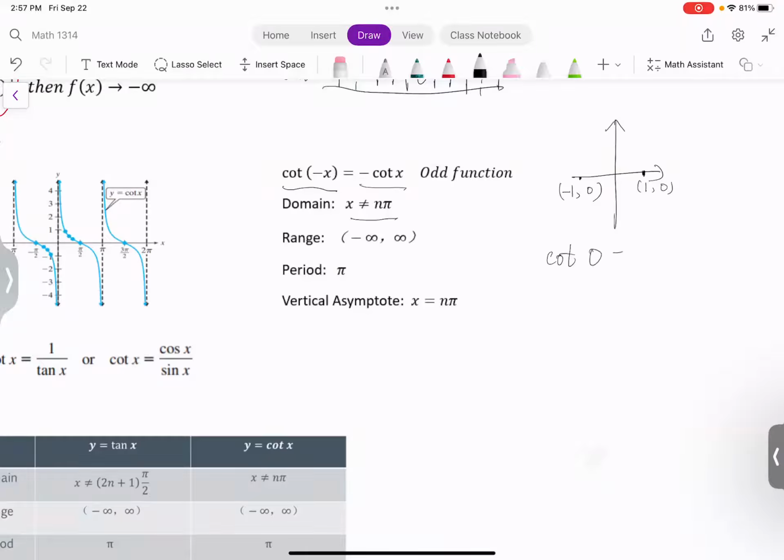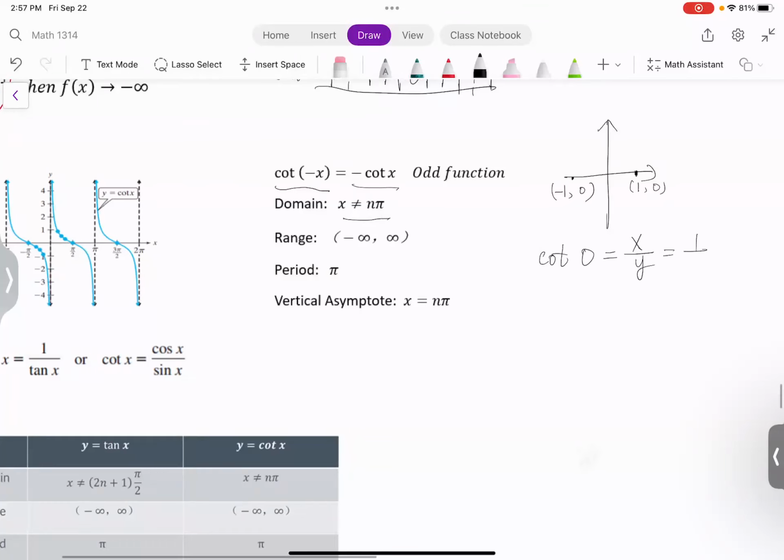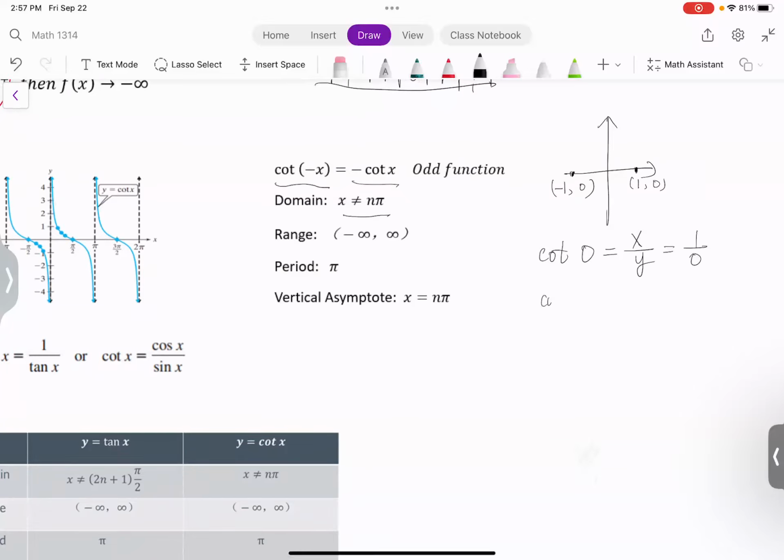Cotangent of 0. Cotangent equals x over y. So what is x for the first point? 1. And y is 0. How about the second point here? This is pi. Cotangent is also x over y, so it is -1 over 0. They are all undefined. So for any angle whose terminal side is on the x-axis, the cotangent is undefined.